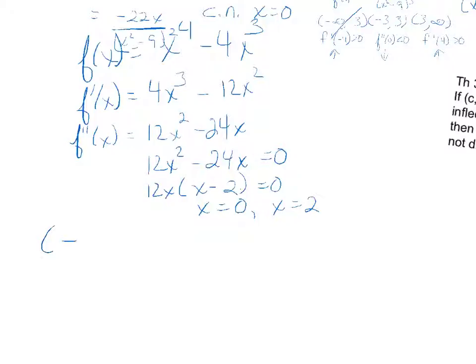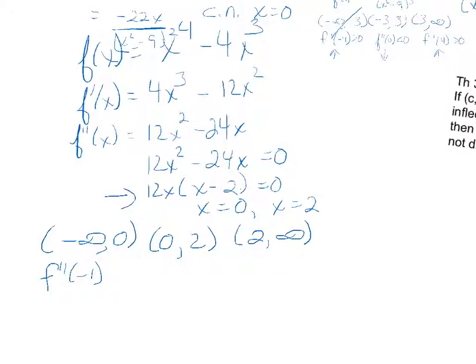Okay, so we're going to check from negative infinity to zero, from zero to two, and from two to infinity. So if we check the second derivative, say, at negative one, it'd probably be easier to plug it right back in there. That's going to give me a negative times a negative, so we get a positive. Did you plug in 36? Plug in the second derivative. I plugged it into the second derivative, which gave me a negative times a negative, which is positive. Then if we plug in, say, a 1, we get positive times a negative.